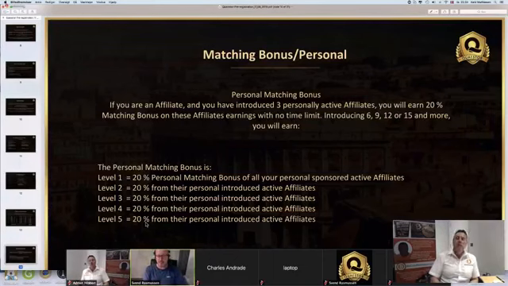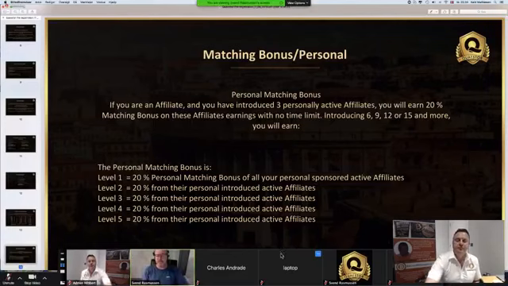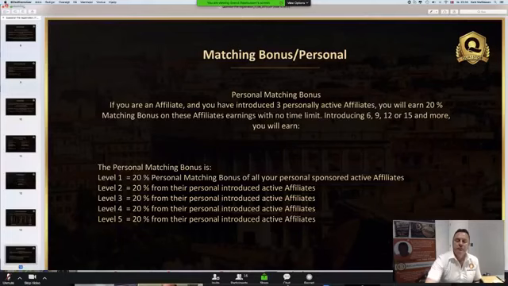But the personal matching bonus is not paid on the levels of the matrix. Every single person that you sponsor is your first level in the matching bonus. That means, let's say you sponsor 25 people. All of those are your first level. That means you will make 20% matching bonus on them, whatever the amount they make in the matrix. So if someone is making 1,000 euro in the matrix, you will be making 200 euro.